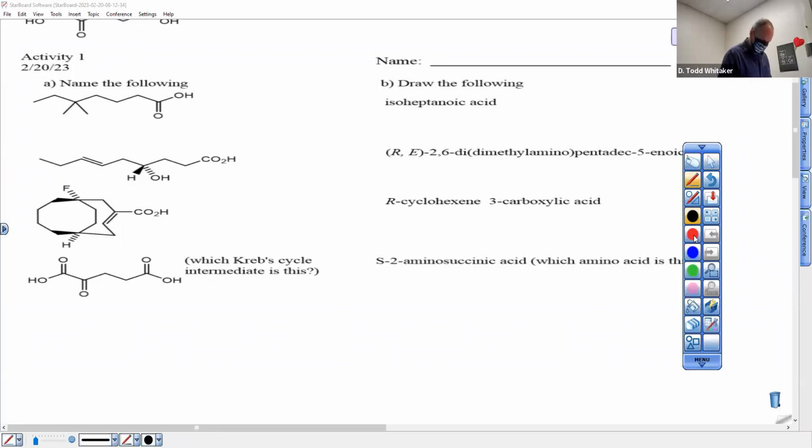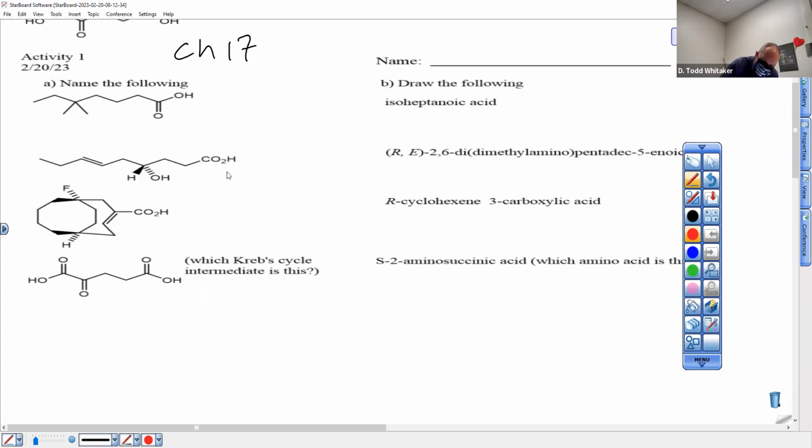All right, ladies and gentlemen, welcome to Chapter 17. Chapter 17 is called Carboxylic acid. And how you name carboxylic acids depends on the carboxylic acid's position. It is the highest priority of all functional groups in this course.